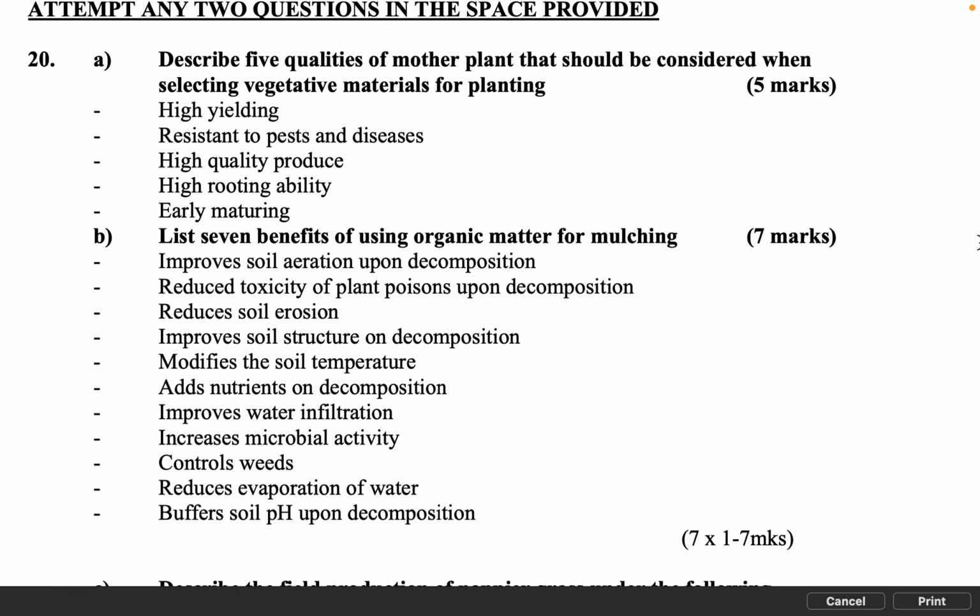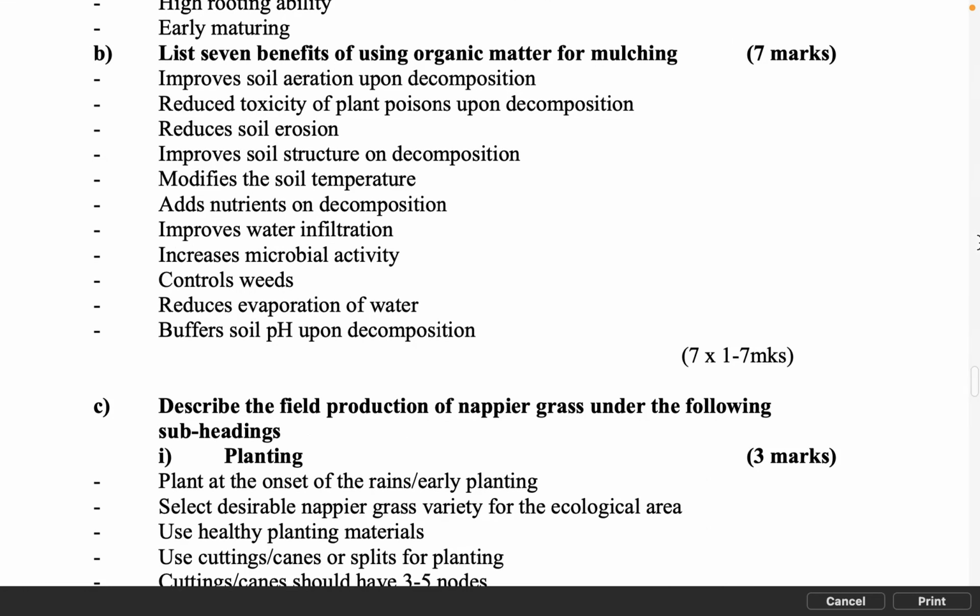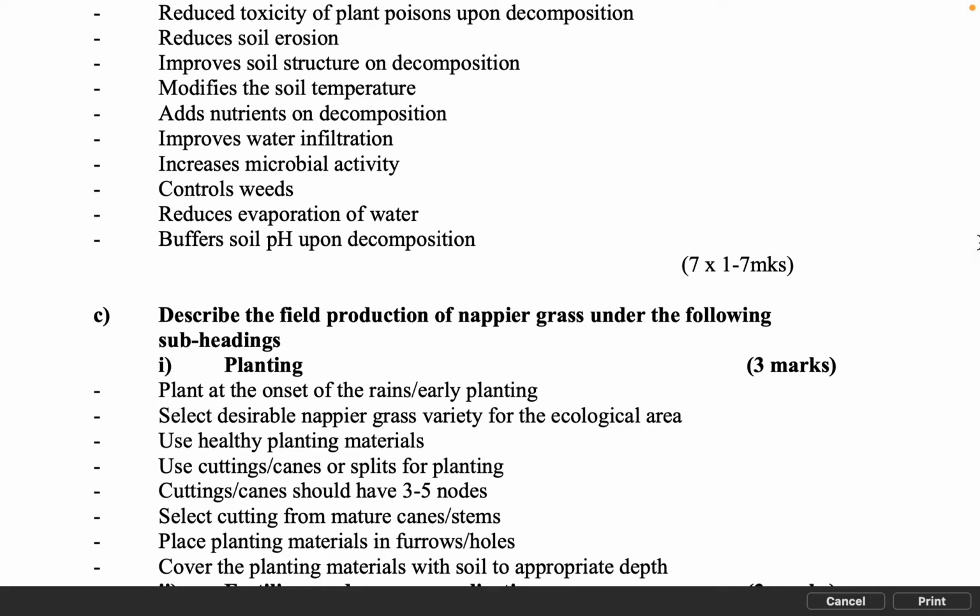7 marks. Improves soil aeration upon decomposition. Reduced toxicity of plant poisons upon decomposition. Reduces soil erosion. Improves soil structure on decomposition. Modifies the soil temperature. Adds nutrients on decomposition. Improves water infiltration. Increases microbial activity. Controls weeds. Reduces evaporation of water. Buffers soil pH upon decomposition. 7x1 equals 7 marks.